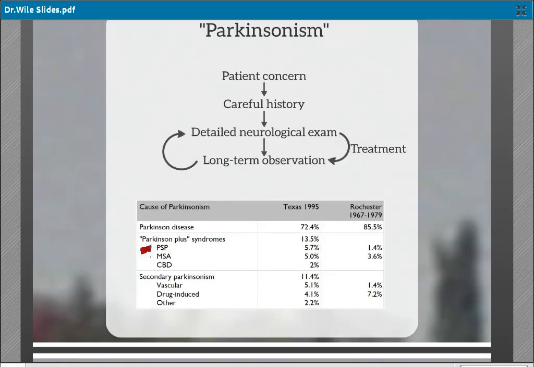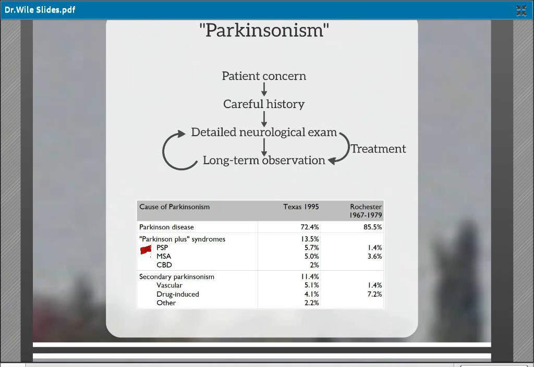So when we see people with these motor symptoms, stiffness, slowness, tremor, the way we assess whether it's Parkinson's or something else is by going through a careful history and then examining the patient, and then in some cases treatment and then reassessment, in some cases just reassessment and then reexamination. Over time we generally will be able to pick out what's happening and what is changing, and those are the types of things that we use to make the diagnosis.